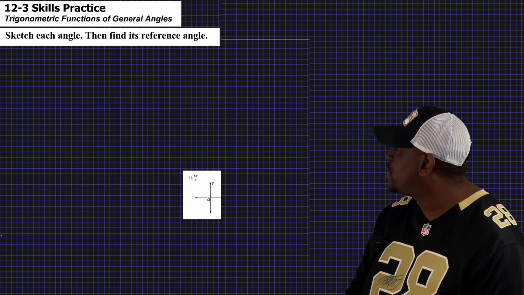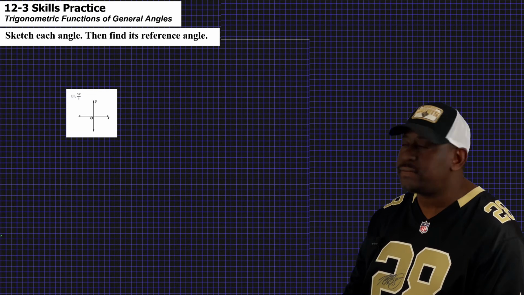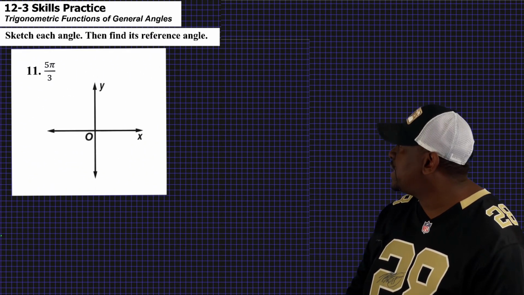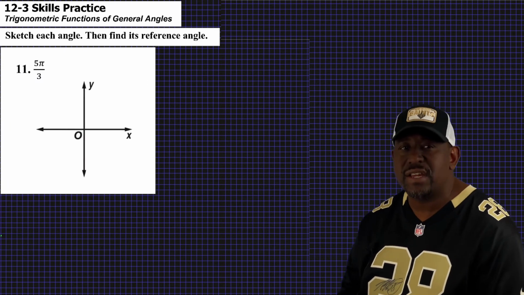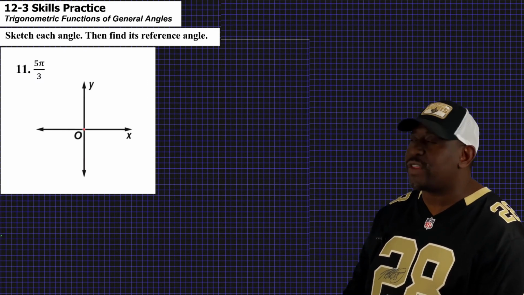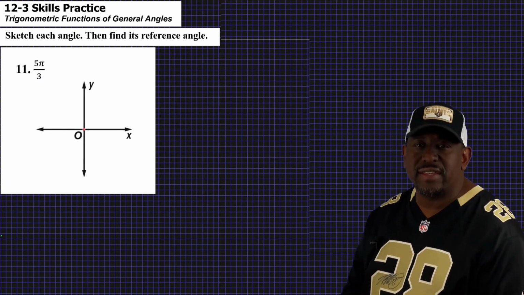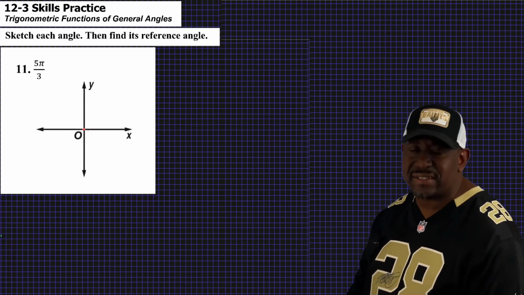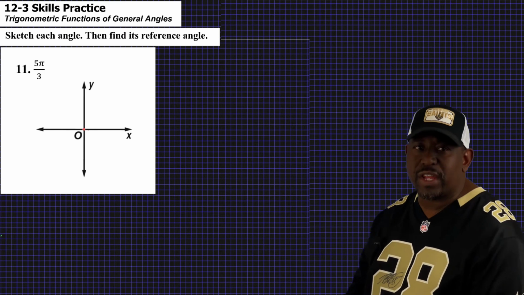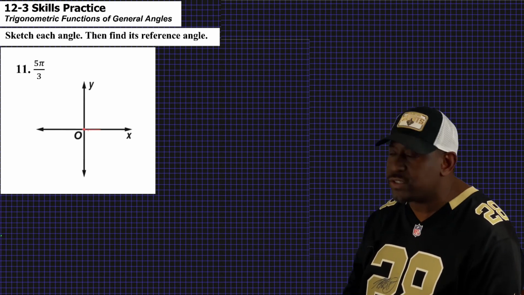So we'll move number 9 out the way. We'll go to number 11. So now we're sketching the angle that's not given in degrees, but is given in radians. So that changes the units that we're dealing with. Instead of writing and labeling our axis using degrees, we will label our axis using radian measures.